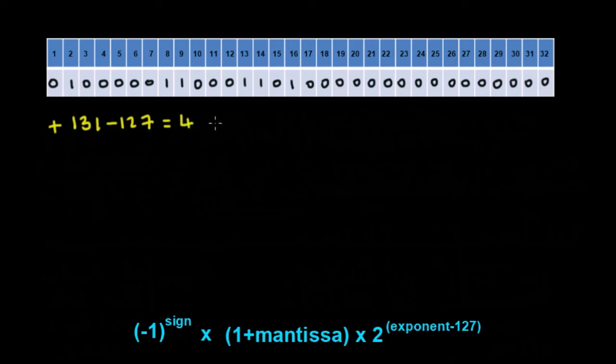So that means that our exponent value is going to be plus 2 to the power of 4. So that's us worked out the sign, and we've worked out the exponent. So that's us 2/3 of the way through. You can see how simple this is. So now what we have to do is work out the Mantissa.